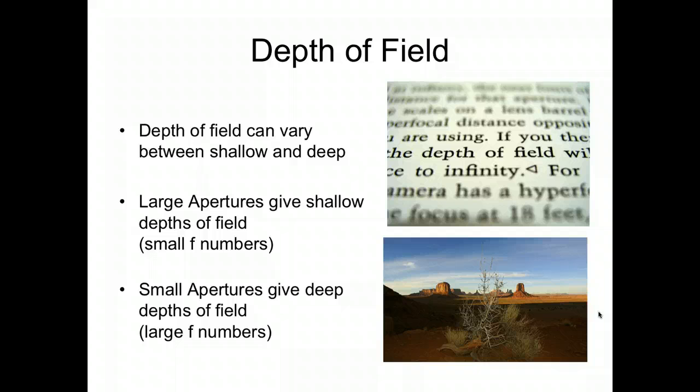A 2.8 is going to give you a shallow depth of field. With the larger numbers, like a 22 or maybe even a 32 on some lenses, that is going to give you a deep depth of field.